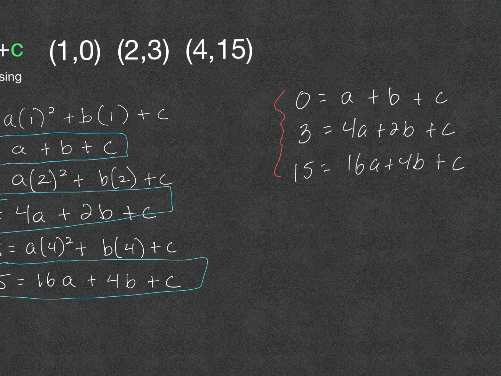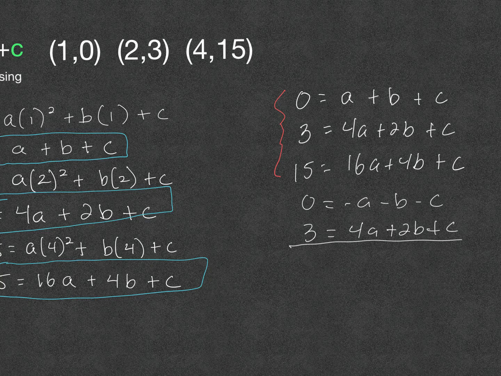C. Now, I'm going to multiply the first equation by -1. So I'm going to have 0 equal to -A minus B minus C. And I'm going to add that to the second equation. 3 is equal to 4A plus 2B plus C. I think you can see where I'm going. So when I add these, I get 3 is equal to 3A plus B. The C's cancel.